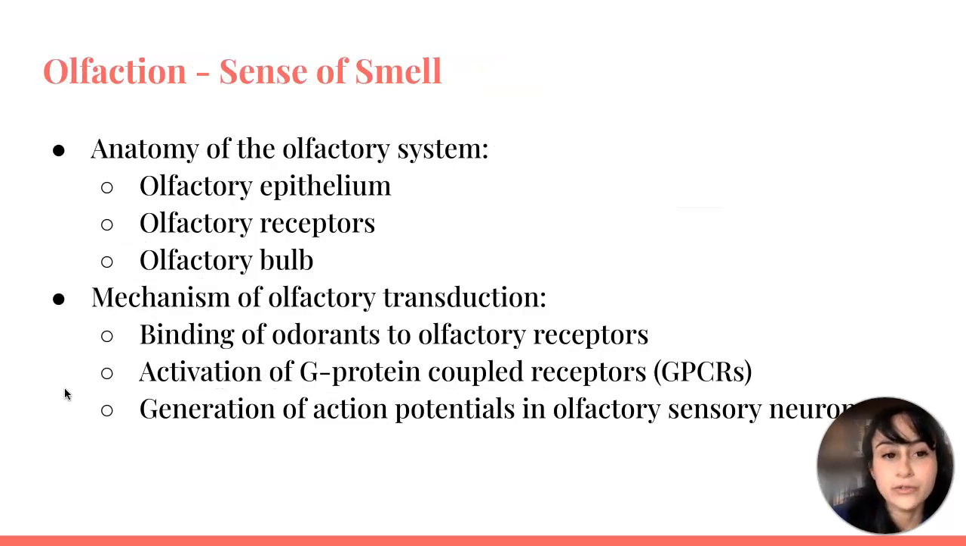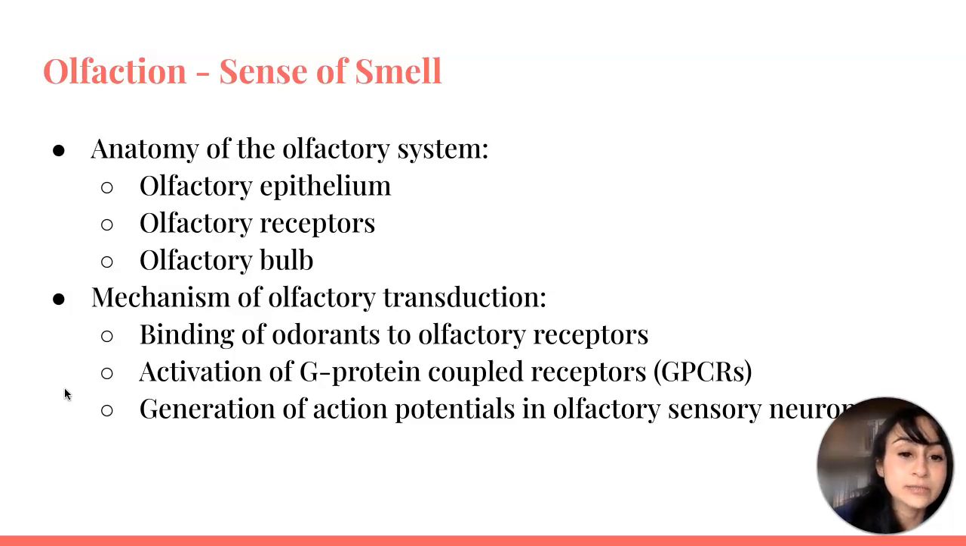We'll first speak about olfaction, which is the sense of smell. The anatomy of the olfactory system includes the olfactory epithelium, which is located in the upper part of the nasal cavity. The olfactory epithelium is a specialized tissue that contains olfactory sensory neurons.